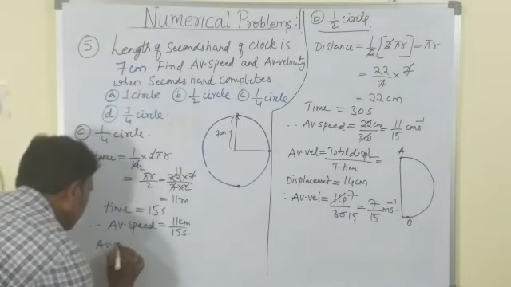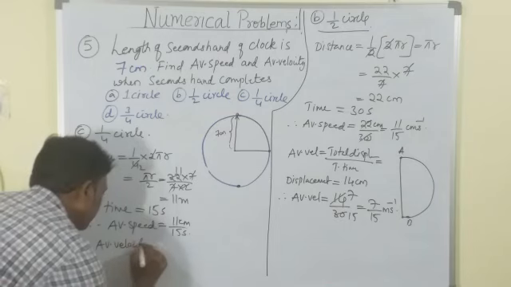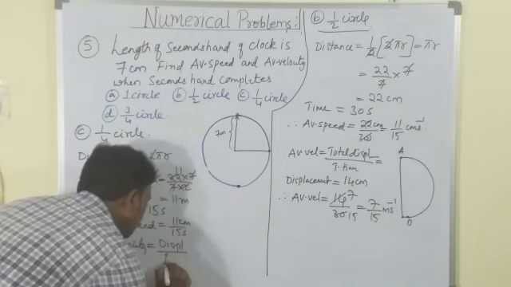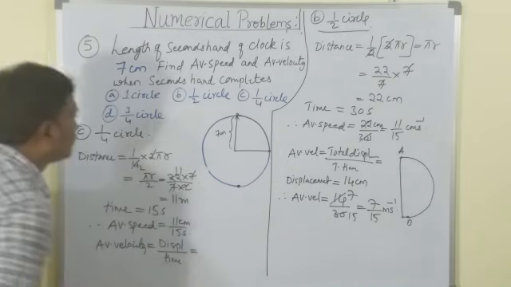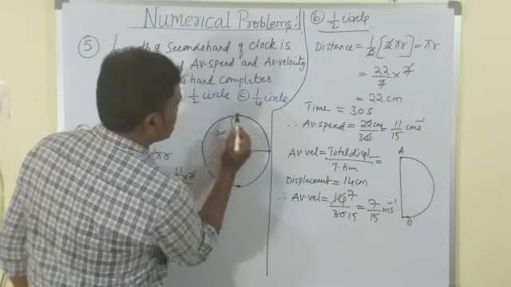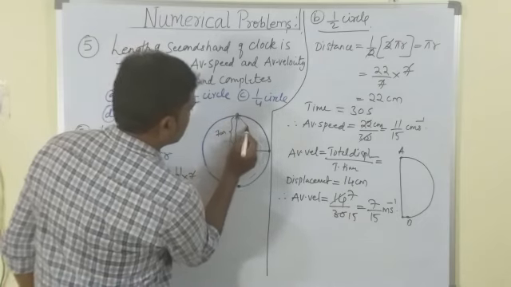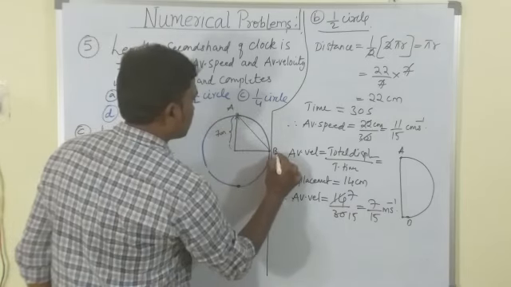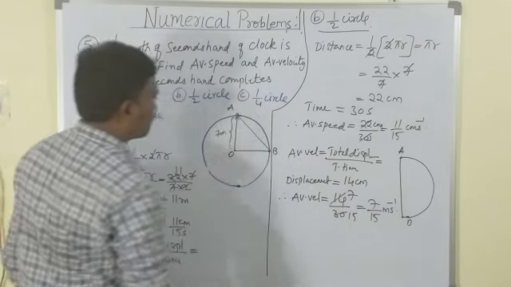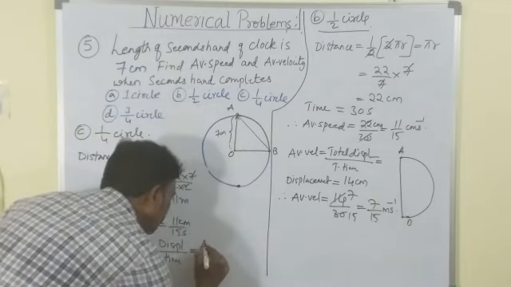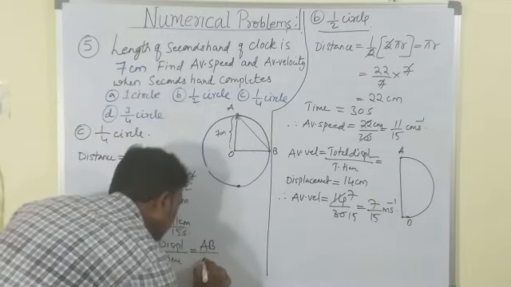Average velocity, displacement by time. Displacement by time. Now what is the displacement? See, the displacement is, this is the initial and this is the final. So this is the displacement. Let me call this A, this is B, and let me call this O. Now how do you find this AB? Okay, it is AB by time.